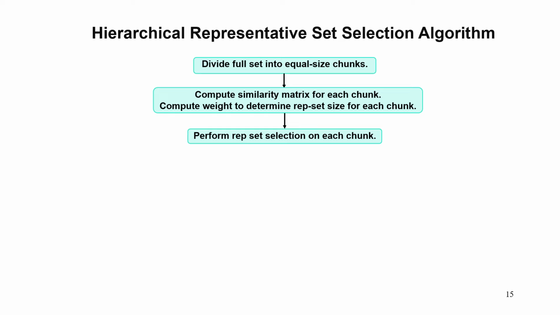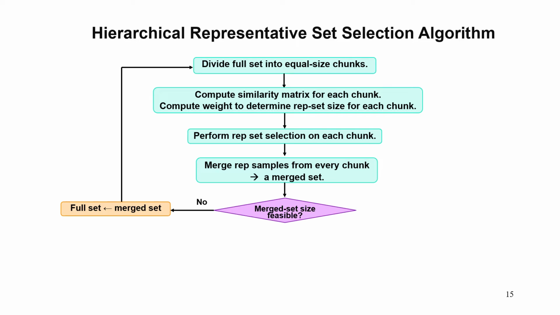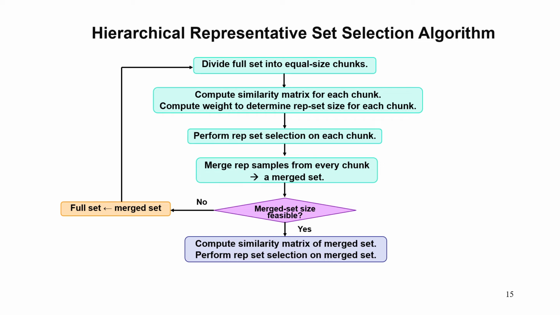Representative set selection is then performed on each chunk, for example, using Apricot's facility location approach. The representative samples selected from every chunk are merged into a new set, which becomes the full set of the next level. This process iterates until the size of the similarity matrix of the merged set is feasible for the computing resources. Then the similarity matrix of the final merged set is computed, and representative set selection is performed on it to get the final representative set of a desired size.